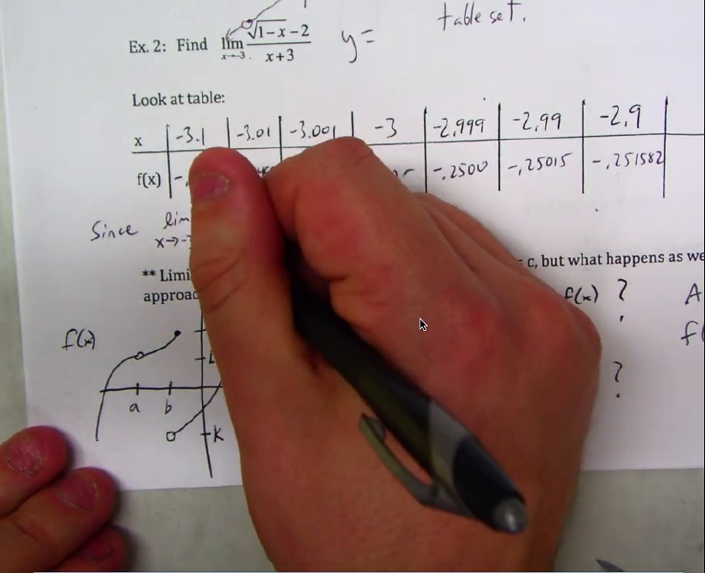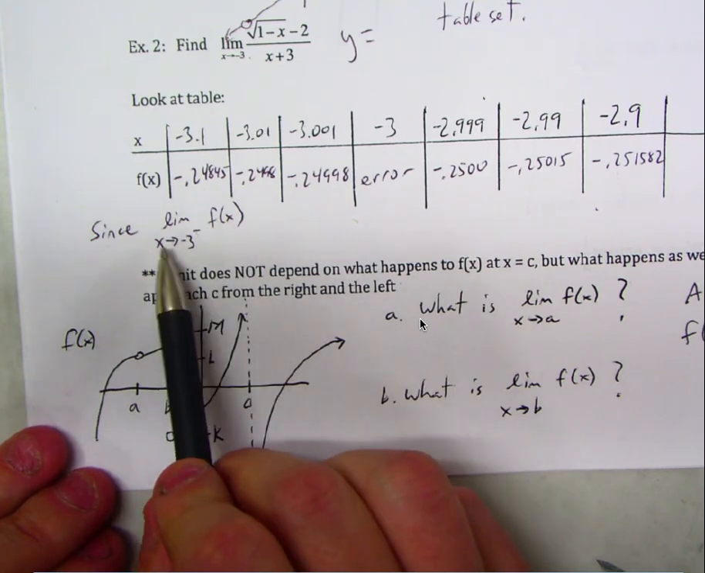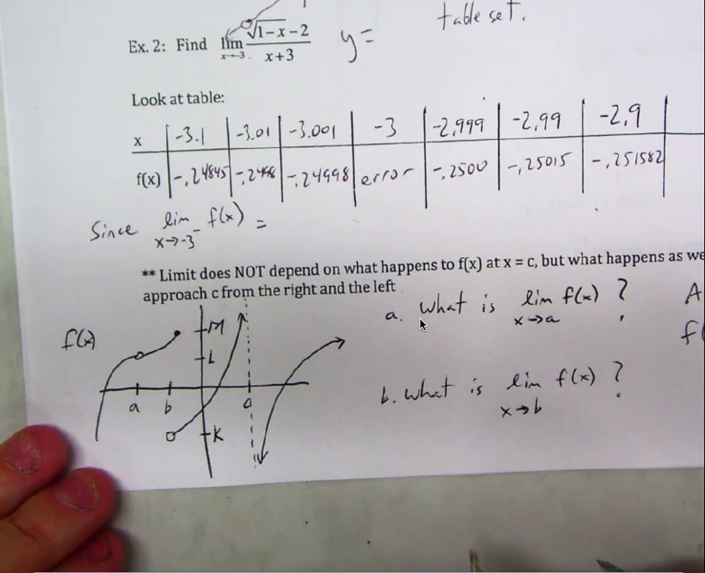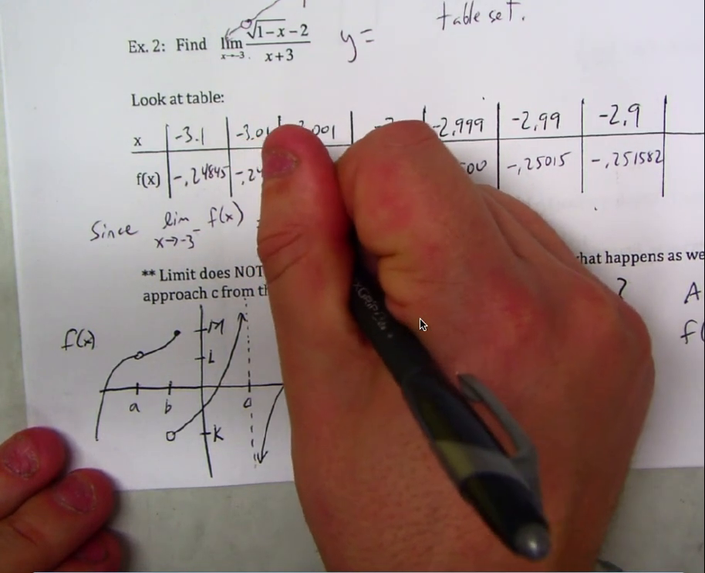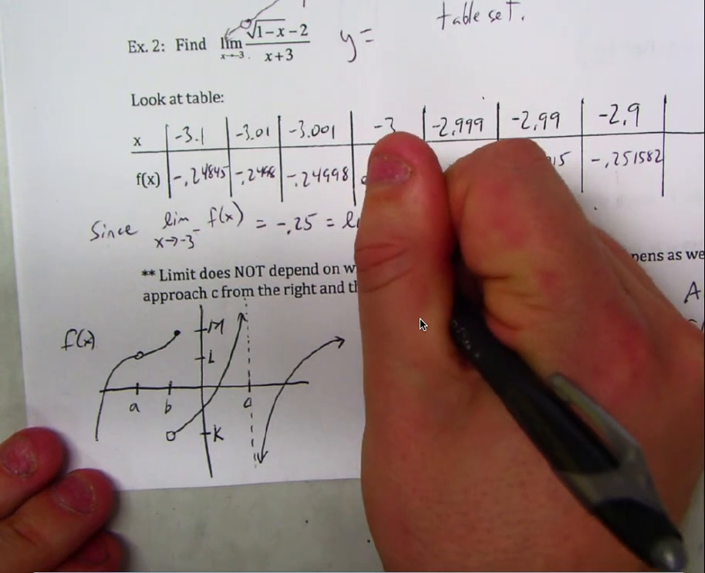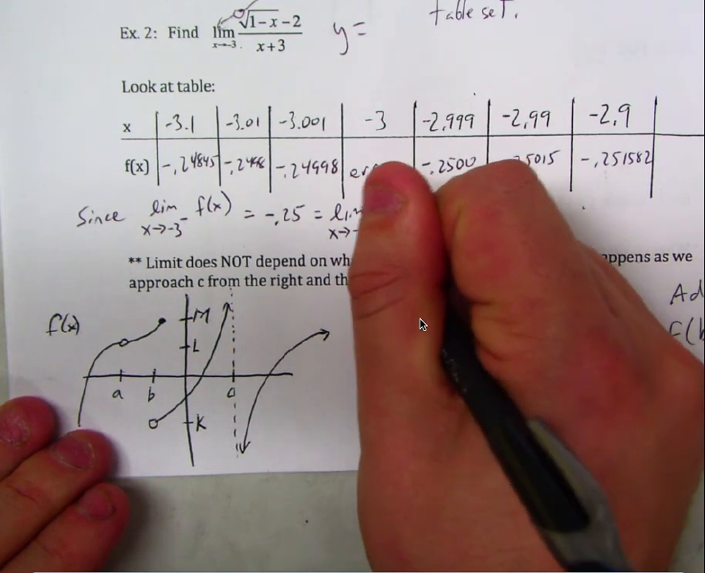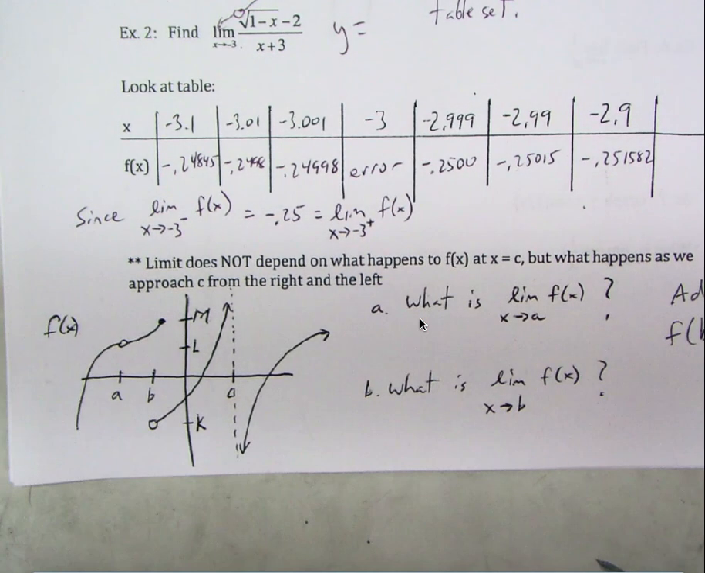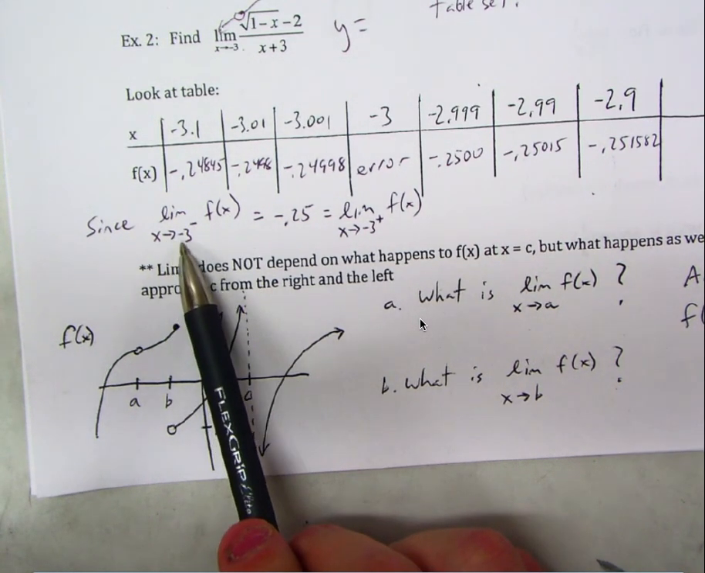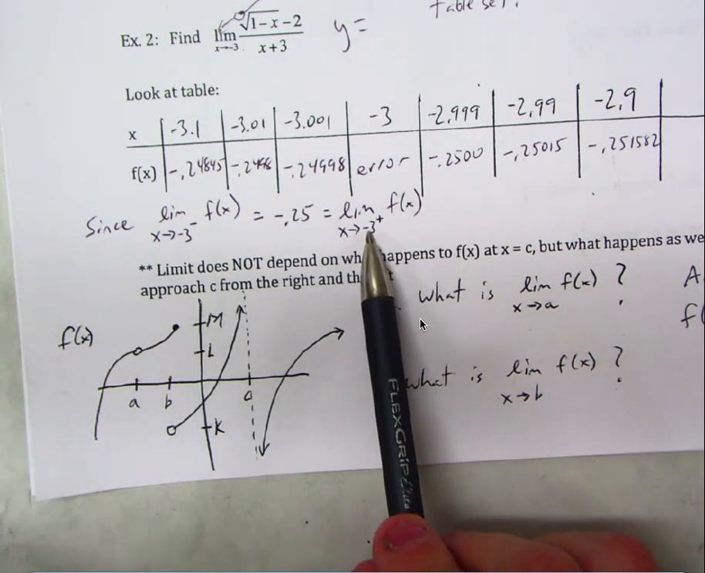Now that limit, and we got to put the function in there. So the limit of the function as x approaches negative 3 from the left is equal to negative 0.25, which is also equal to the limit as x approaches negative 3 from the right for that function. So I want you to look at this notation here. The limit of the function as x approaches negative 3 from the left is equal to the limit of a function as x approaches negative 3 from the right.